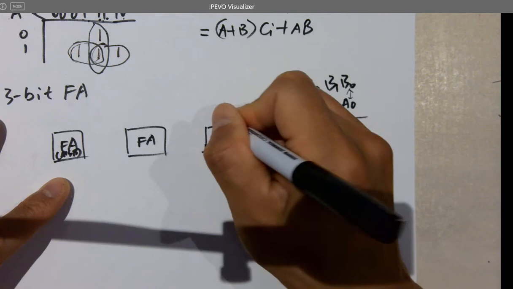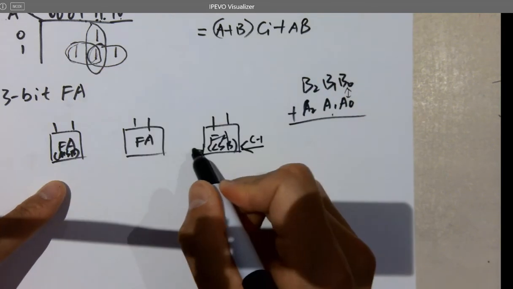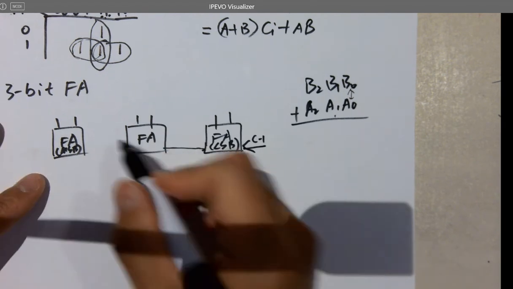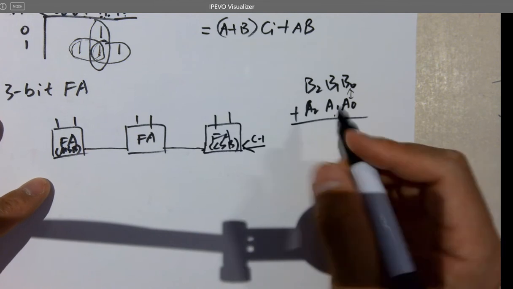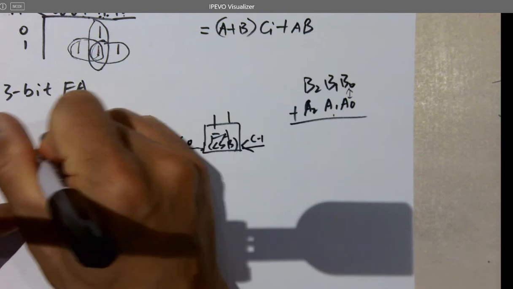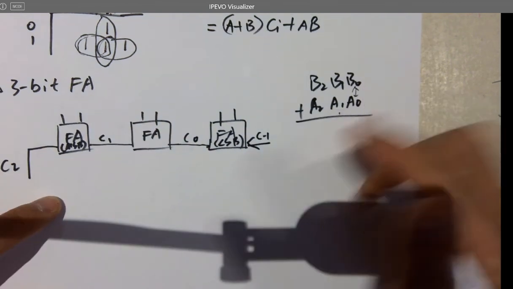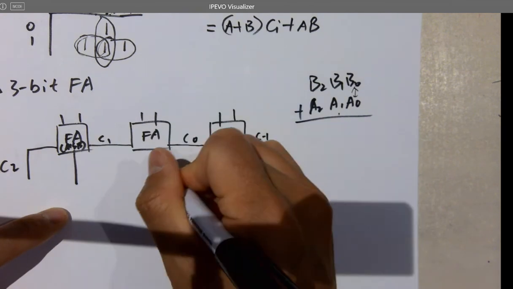And that's A and B, A and B, A and B. So the carry out is being shorted to the carry in for the next stage. Same for this one. And we can label the carry here to be C0, C1, and that's C2. And these are the S, the summations.